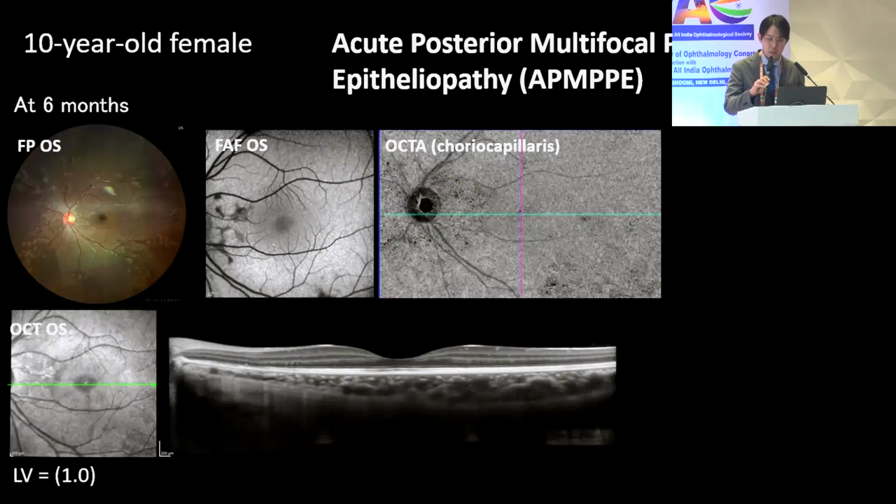So she was diagnosed with acute posterior multifocal placoid pigment epitheliopathy, APMPPE, based on the imaging findings and the clinical course. She was treated with systemic steroid. At 6 months, her vision improved to 1.0, and the white region had changed to an atrophic region. OCT showed improvement, although there is a small amount of disruption of the ellipsoid zone. On FAF, the hypoautofluorescing lesion got smaller. The choroidal hypoperfusion on OCTA has improved.